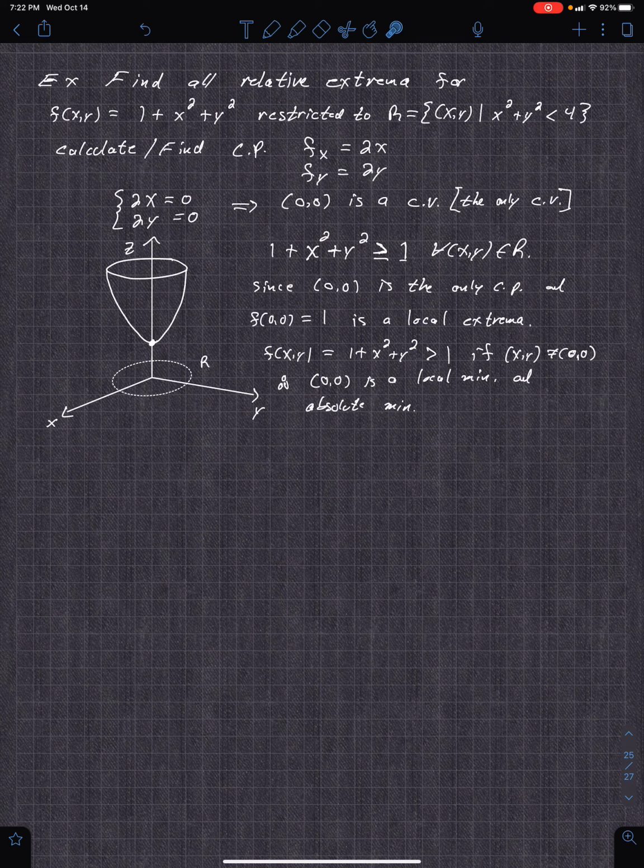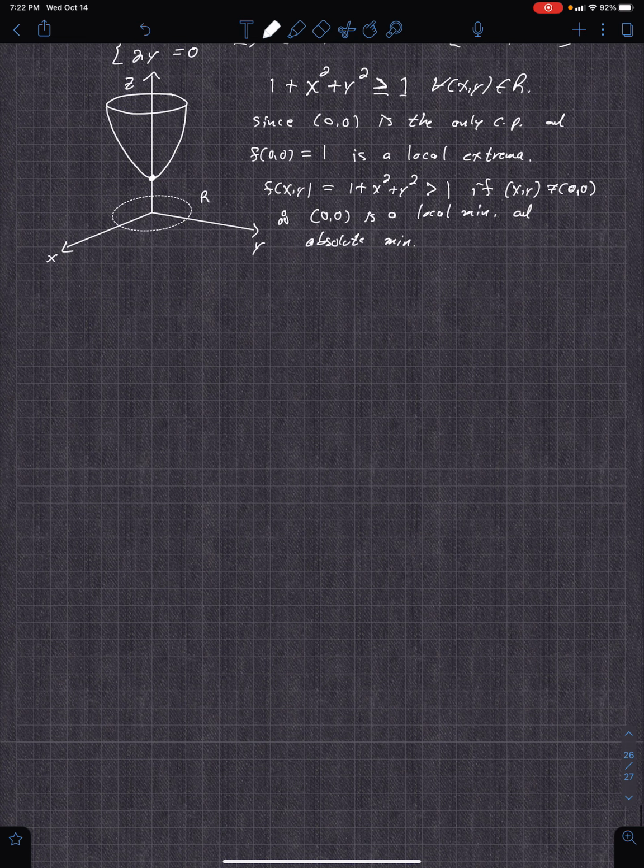All right. So next, let's define the second partials test, and then we'll probably go ahead and do another video on the examples. All right, so this is what's called the second partials test. This is what we'll be using.